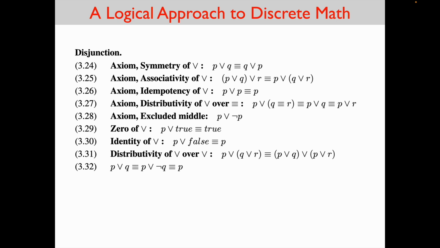And so we have 4 theorems at the bottom of the slide here. The zero of or, 3.29, is P or true equals true. 3.30, the identity of or, is P or false equals P. 3.31 is distributivity of or over or. So or distributes over itself. We have P or (Q or R) equals (P or Q) or (P or R). And finally, this very interesting theorem, 3.32, that we're going to use in several of our proofs later on.